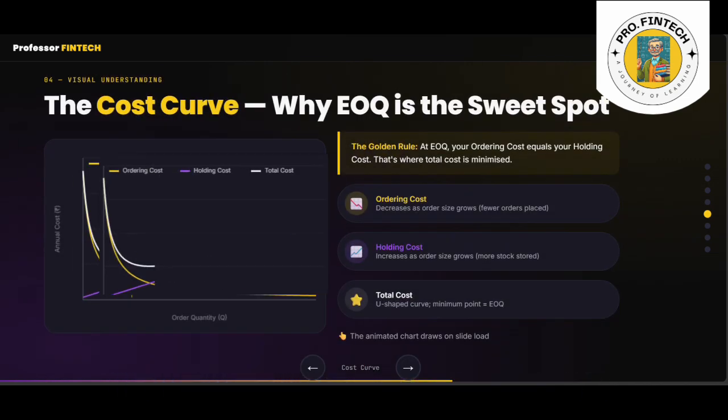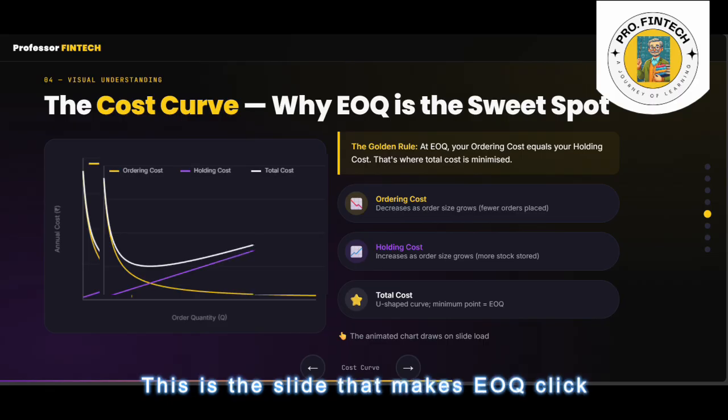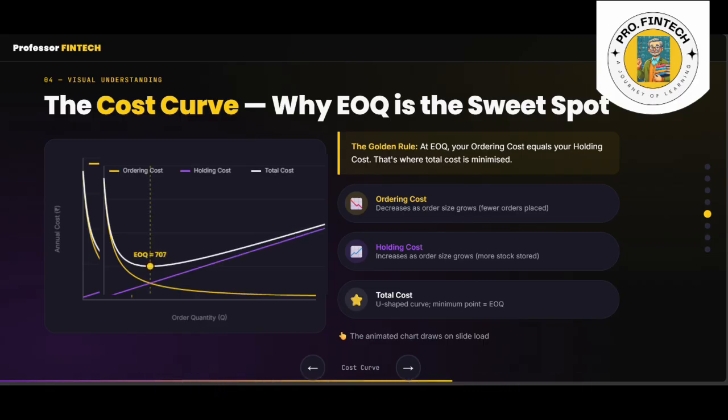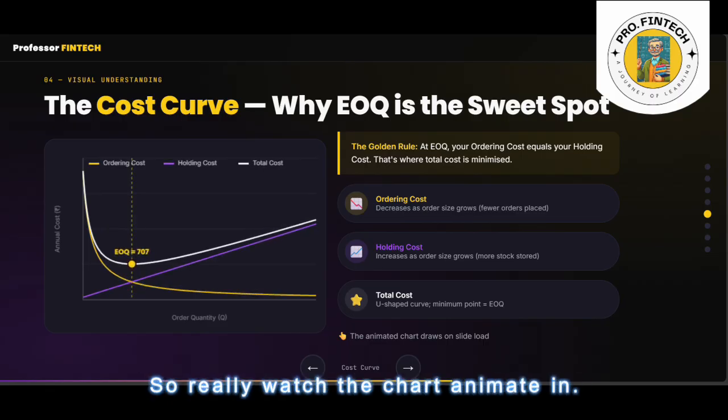The cost curve. This is the slide that makes EOQ click visually. So really watch the chart animate in. We are plotting order quantity on the x-axis and annual cost on the y-axis. Three lines appear.